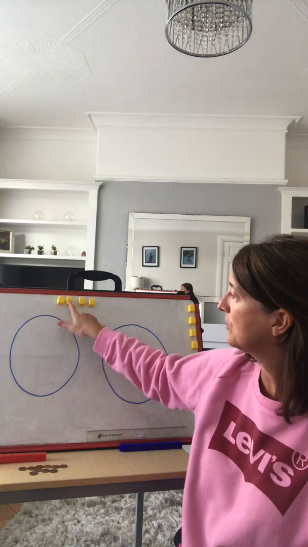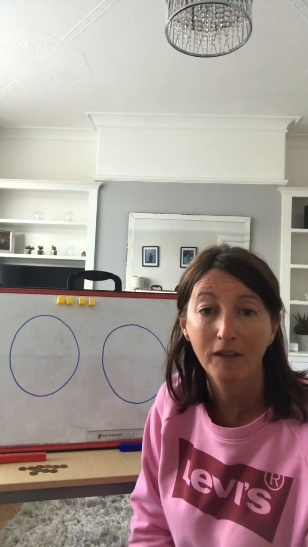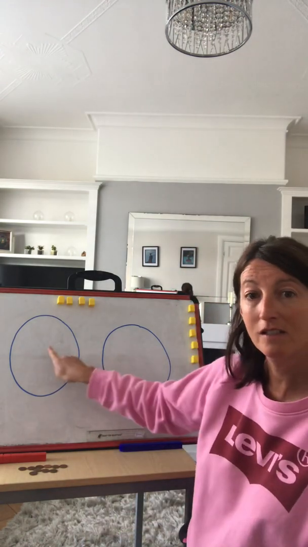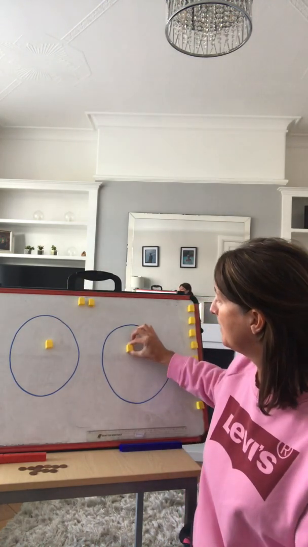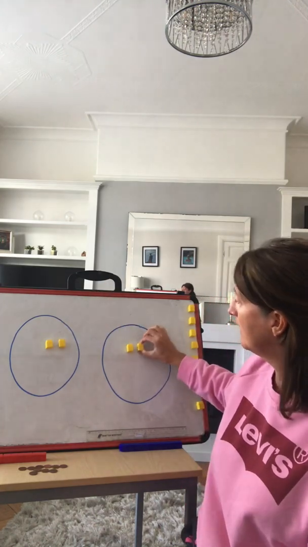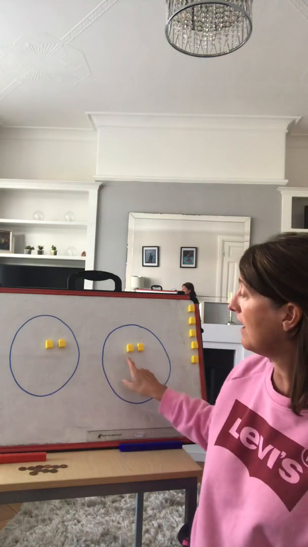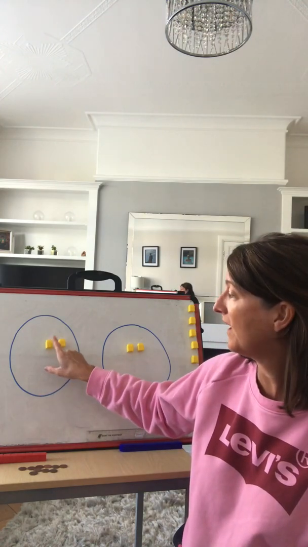1, 2, 3, 4. And I'm going to split them in half. I'm going to split 4 in half. So I've got my 2 parts. I'm going to put 1 in that part, and 1 in that part, and then another one in there, and another one in there. So I had 4, and I split them in half. So half of 4 is 2. 1, 2. Let's try another one now.